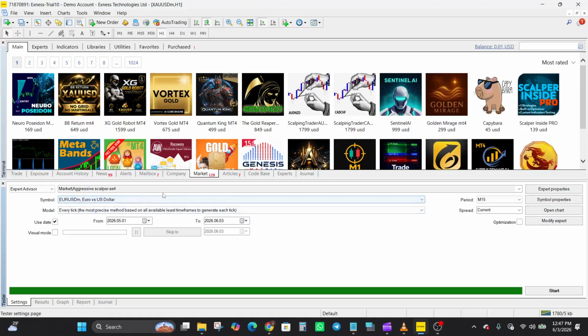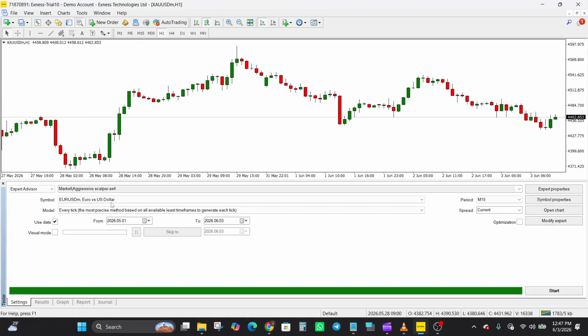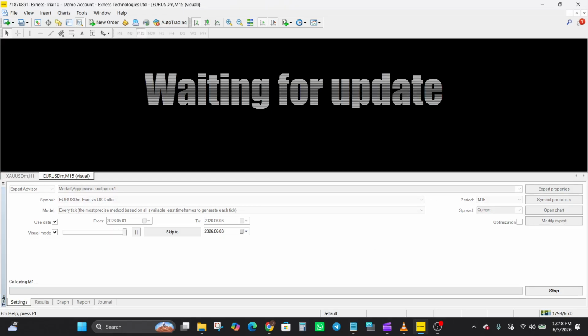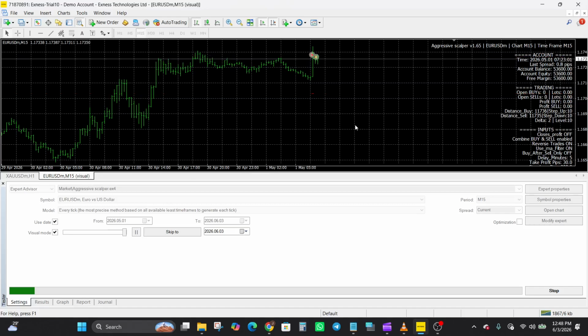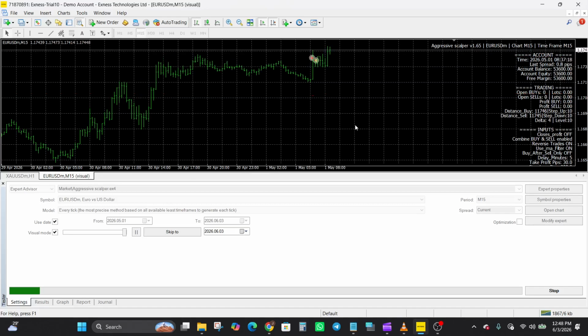Okay, so we have the Aggressive Scalper. We are going to be testing it on EURUSD M15 time frame. We're going to be testing it just over the past month, okay, for want of time. So let's just start the test immediately. So the focus here is purely on how the EA performed during past market conditions rather than predicting future outcomes.